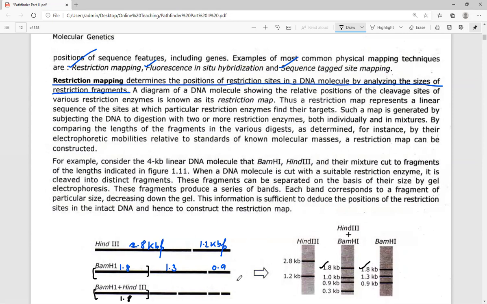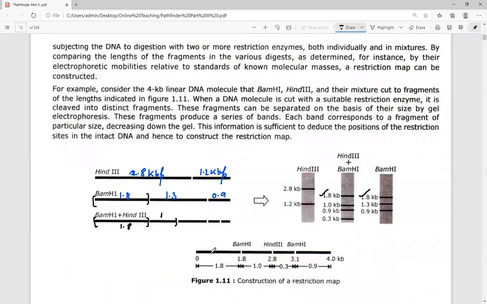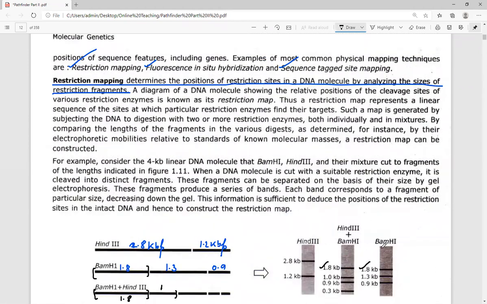Okay. Now, when you talk about 0.9, 1, and 0.3, how could it be produced? The same could be produced when this 1.2 would be broken down. How? See, this would be of 1 kbp, this would be of 0.9 kbp, with BamHI and HindIII being combined. So 2.8 kilobase pair would have been produced.